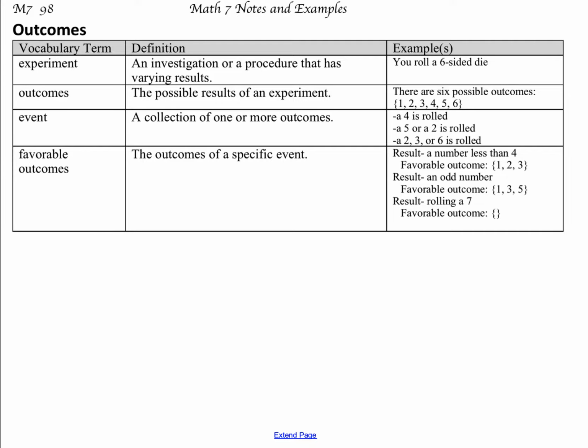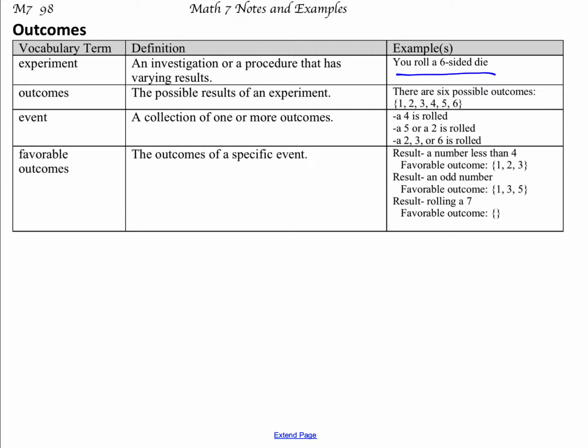Another example here, you roll a six-sided die. Outcomes are the possible results of an experiment. For rolling a six-sided die, there are six possible outcomes. You could get a 1, a 2, a 3, a 4, a 5, or a 6. For dropping a dish, there are essentially two possible outcomes. I mean, it can break several different ways, but it can be not broken or broken.